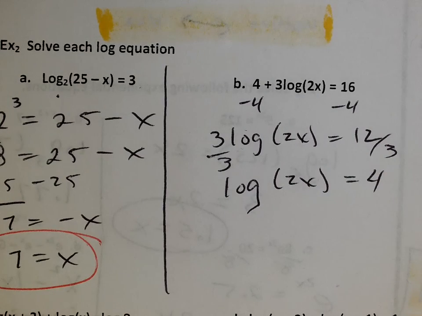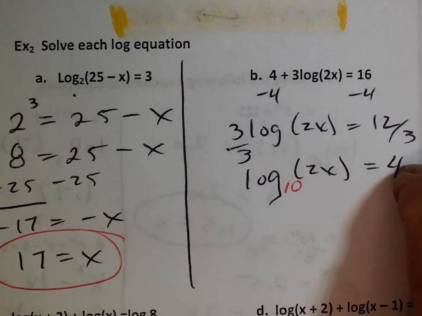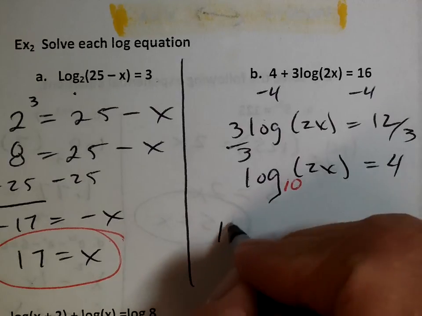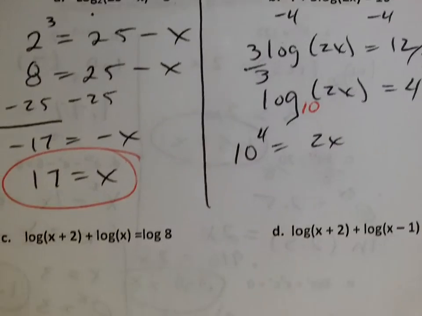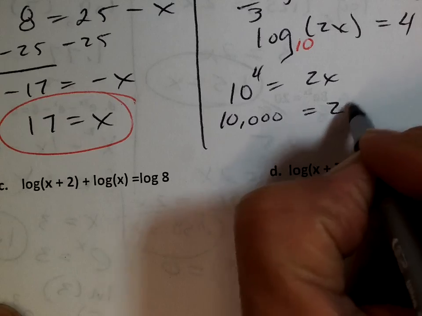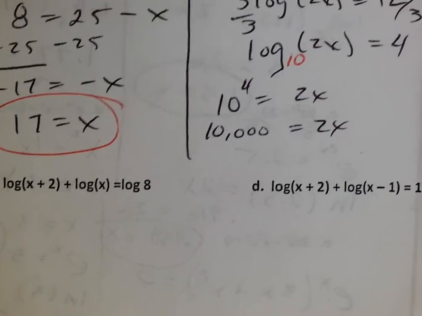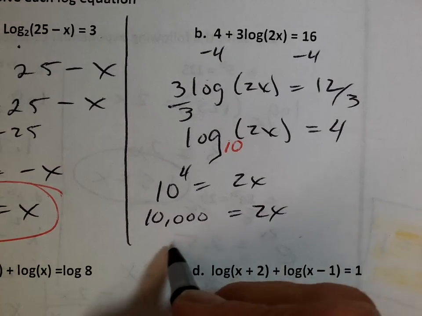How am I doing? Okay, I want to get rid of the log. I got to change it to exponential form. But there's an invisible base. What's my invisible base? 10. So let's bring the invisible base back in, and let's change it. 10 to the fourth equals 2x. Okay, so we'll go 10 to the fourth power equals 2x. 10 to the fourth power is 10,000. 1, 2, 3 equals 2x. Yeah, thank you. Help me out, you guys. I shouldn't have zoomed in so far. Divide by 2 and I get 5,000, right?